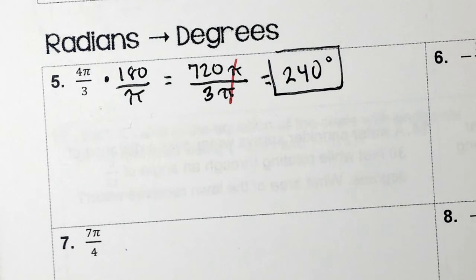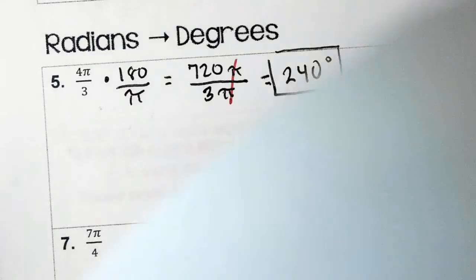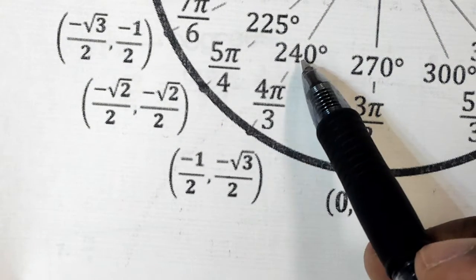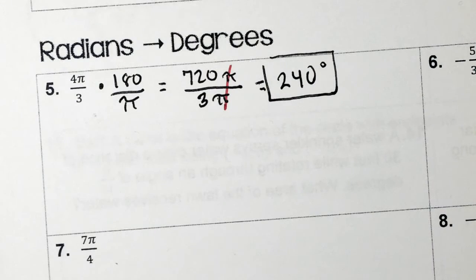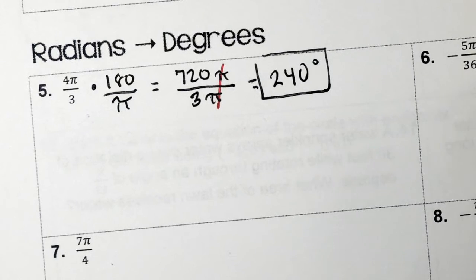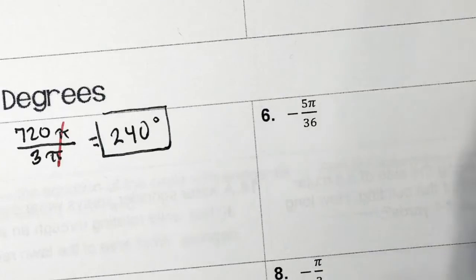I think this was on my sheet too. Yeah, it is. So looking at my unit circle on here, 4 over 3 pi is 240. Like I said, on the unit circle are the common degrees, the ones you use all the time. Now this one isn't a common one, so it isn't going to be on the unit circle, number 6. But we can easily get it.